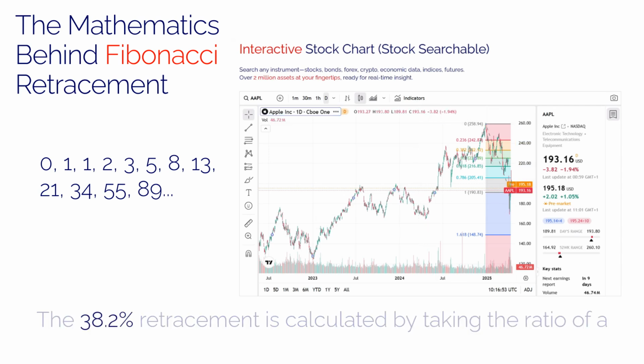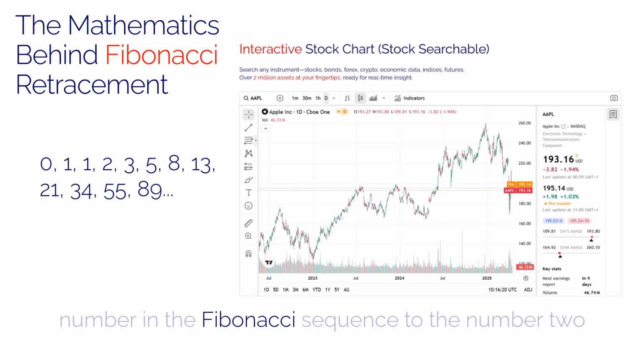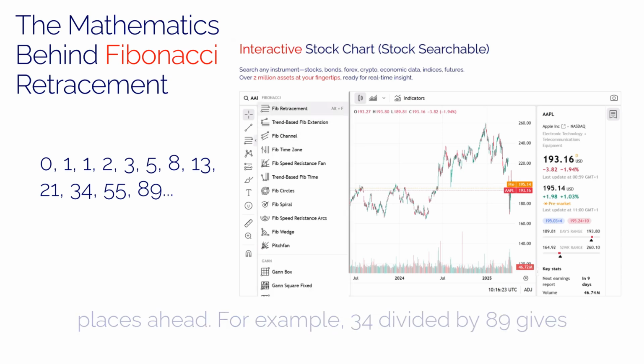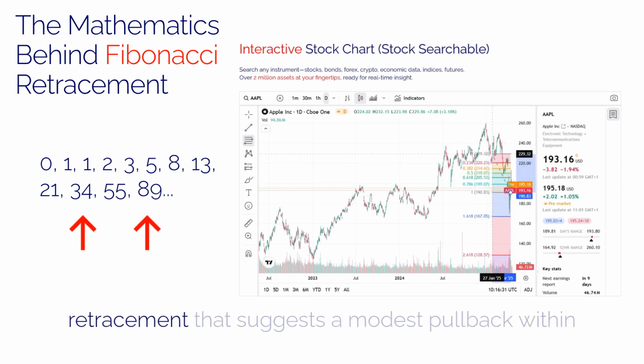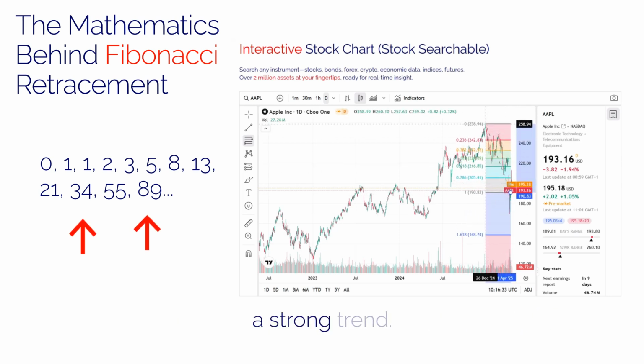The 38.2% retracement is calculated by taking the ratio of a number in the Fibonacci sequence to the number 2 places ahead. For example, 34 divided by 89 gives approximately 0.382. This level is seen as an early stage retracement that suggests a modest pullback within a strong trend.